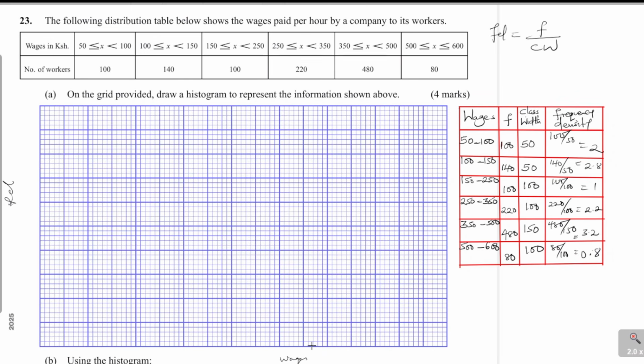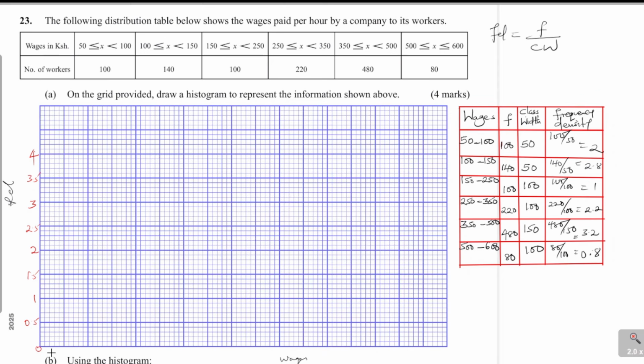Now, having got that, we can go ahead and plot. I don't need to draw the axes actually for these, because the lines are there. So for the scale to use, look at the frequency density. The highest is 3.2, so you can use 1 centimeter to represent 0.5. So 0, 0.5, 1, 1.5, 2, 2.5, 3, 3.5, 4. It doesn't go beyond that. Then for the wages, I see the list is in 50s, so you can use 1 centimeter to represent 50.